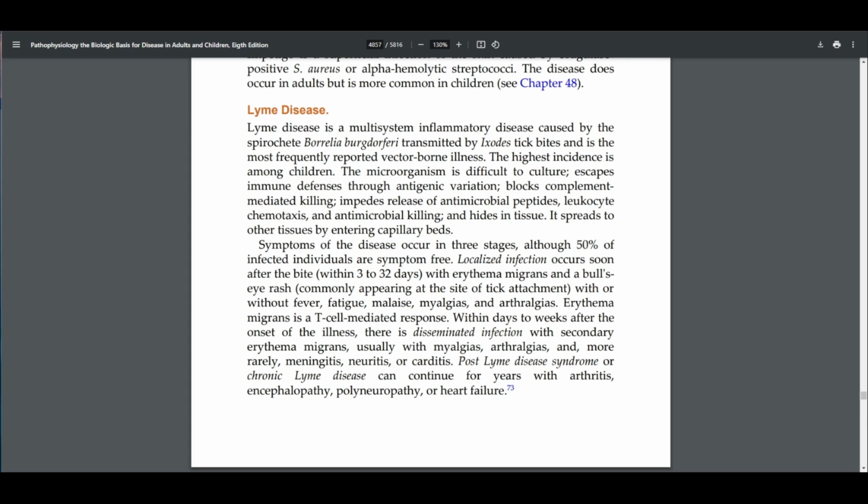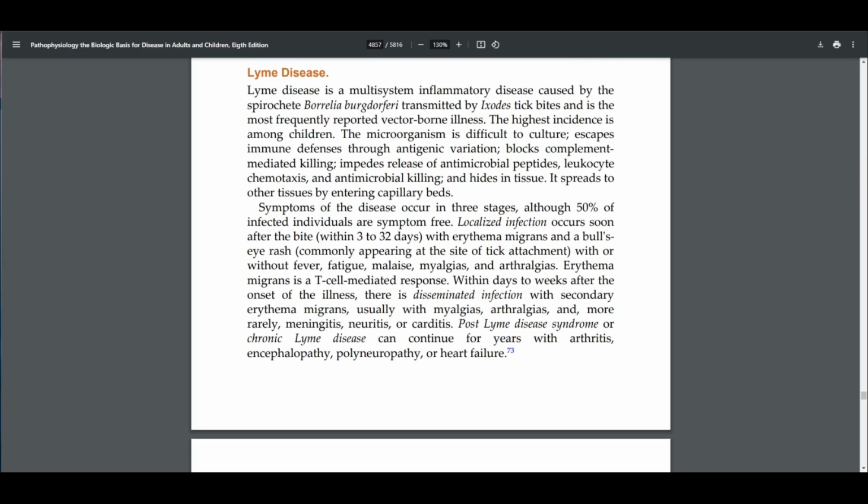Within days to weeks after the onset of illness, there is disseminated infection, with secondary erythema migrans, usually with myalgias, arthralgias, and more rarely meningitis, neuritis, or carditis. Post-Lyme disease syndrome, or chronic Lyme disease, can continue for years with arthritis, encephalopathy, polyneuropathy, or heart failure.